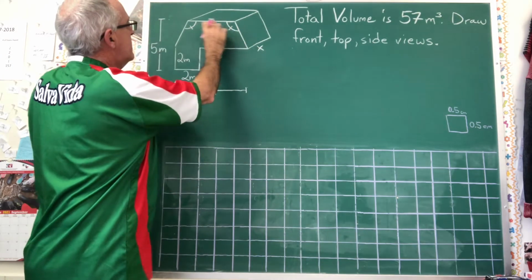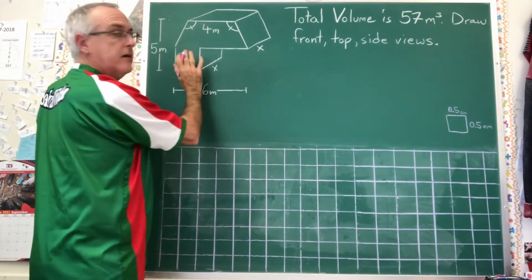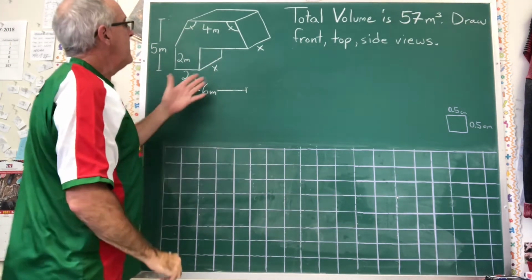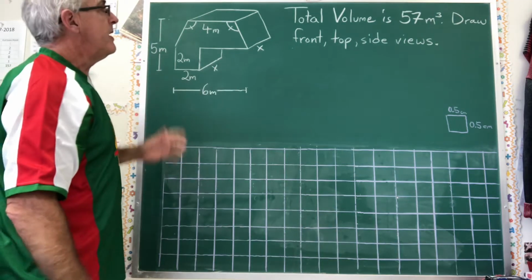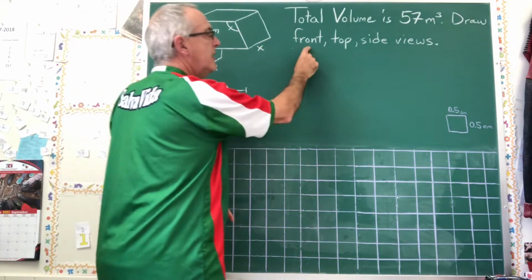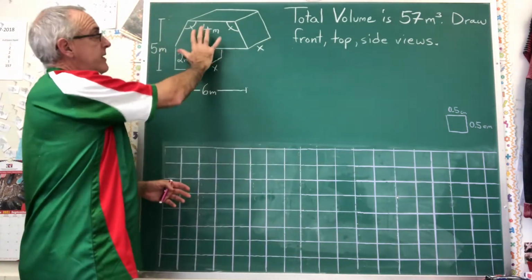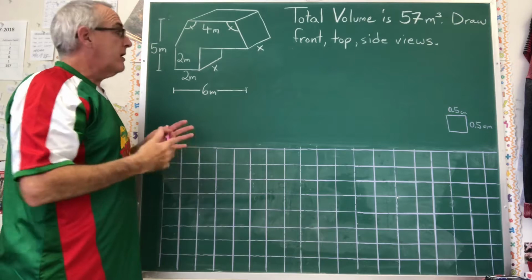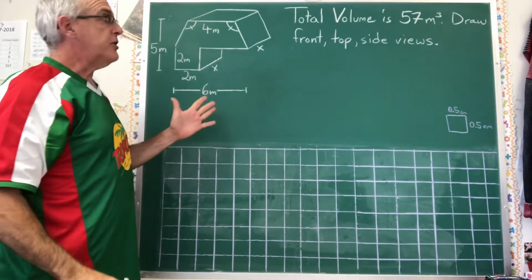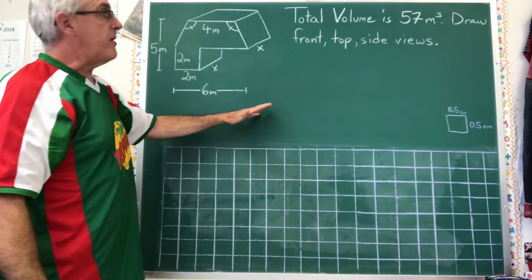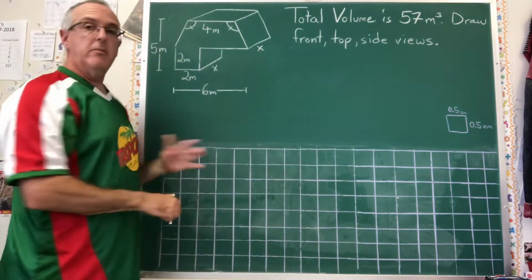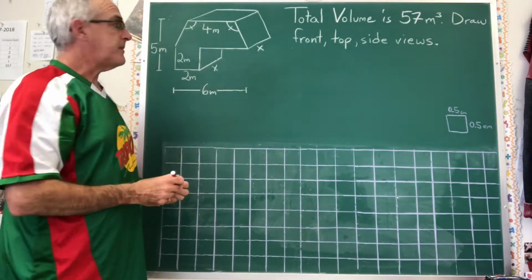This X is the same as this. If you see this shape as being the front of the object, then we're looking at the depth to find X. Now, a student, given these measurements, could correctly draw the front of this object without having found X. But that's not going to get you very many marks, because you also need to draw the top and side views correctly, and you will not be able to do that unless you find X.